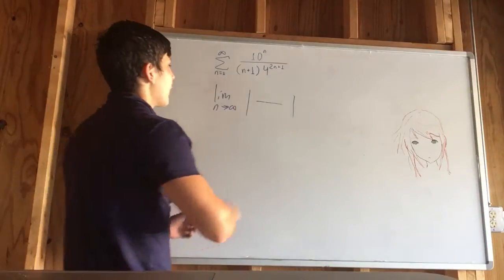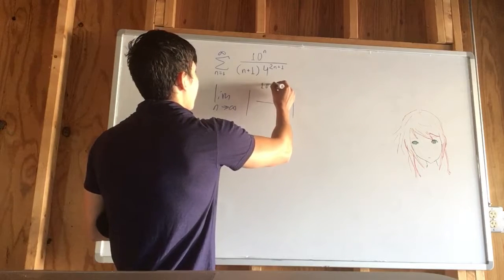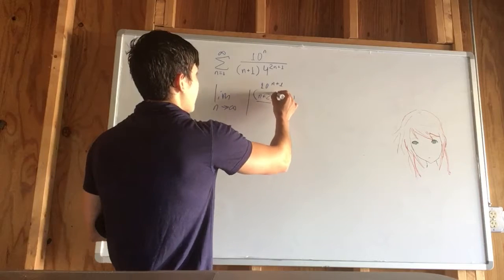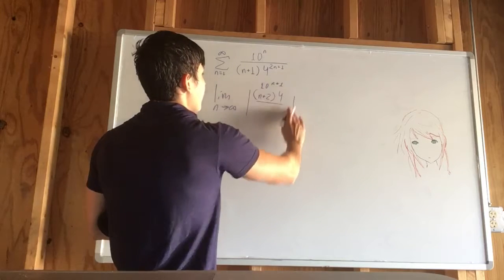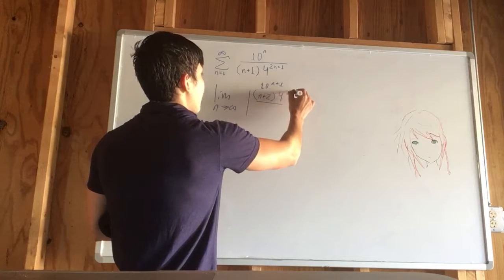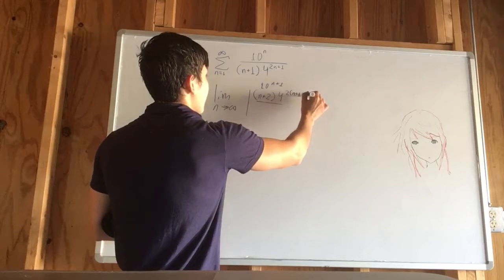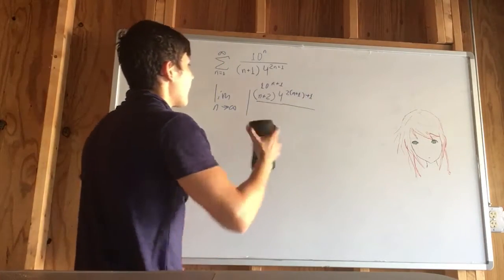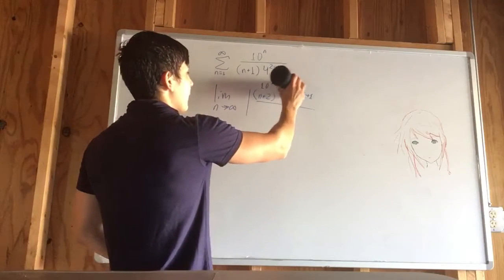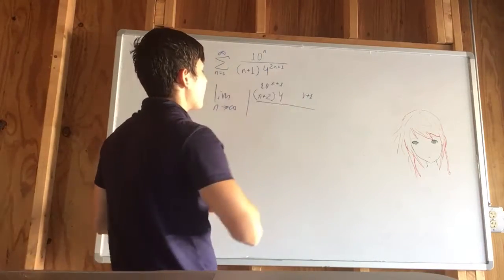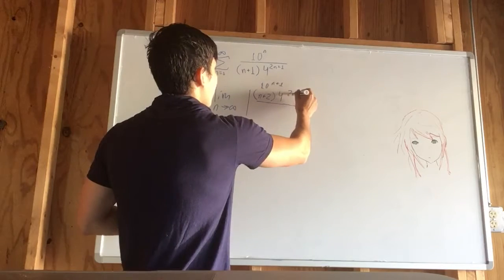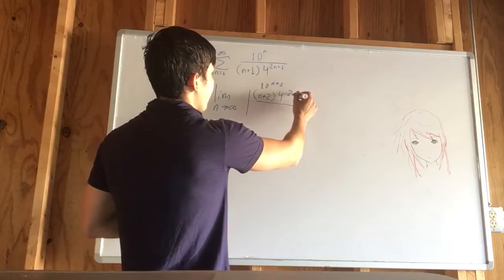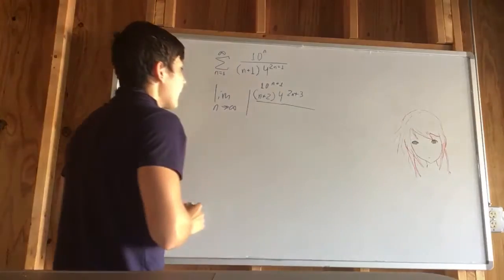So a sub n plus 1 would have 10 to the power of n plus 1, n plus 1 plus 1, which is n plus 2, and 4 to the 2 times n plus 1 plus 1. In this case, we would have to distribute out the 2 to both the n and the 1. So this would be 2n plus 2, 2n plus 2 plus 1, which would give us 2n plus 3 in that exponent.